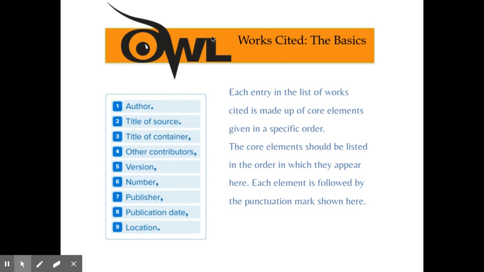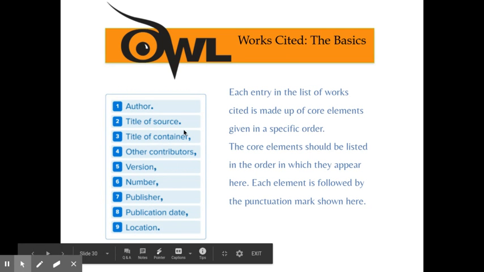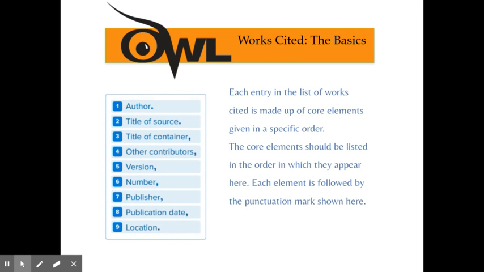So you would include the author, the title of source, the title of container. So what is containing this article? What is containing this book? Other contributors, a version, a number, a publisher, a publication date, and location. You will notice that this is a lot of information to include in a works cited entry. Sometimes when you are looking at a website article, there may not be some of these pieces of information listed. And if not, that's okay. And we will explain that in the following slides.